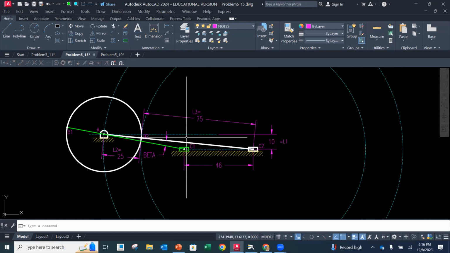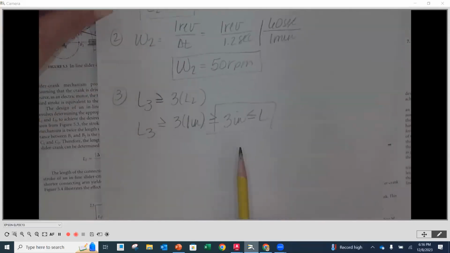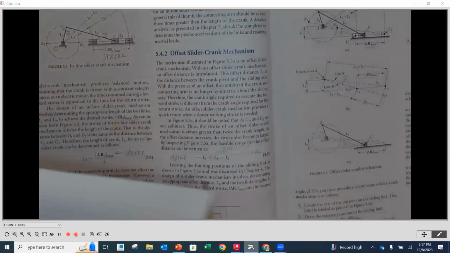Oh, I know what I didn't do. We didn't do our W for this one, did we? Let's see. We didn't do our W yet. You can figure out your lengths again by drawing them out and then making sure that they abide by the rules.